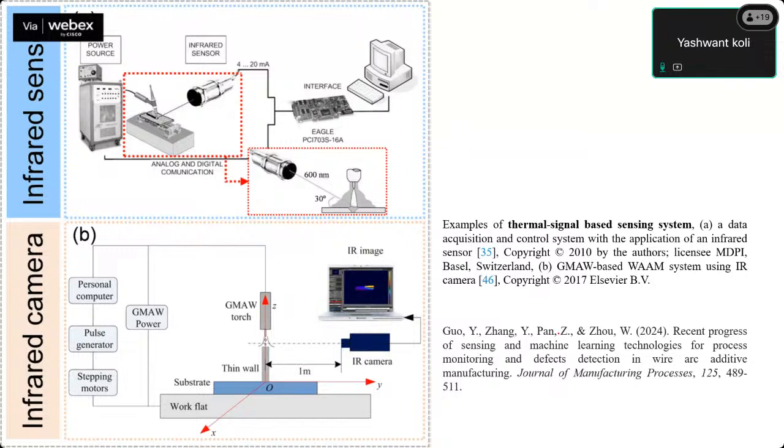Then thermocouples also we can use. Thermocouples are not that accurate, but we can use them to measure temperature, the interlayer temperature. But if we want to measure the in-between temperature, then we can use a thermal imaging camera also.